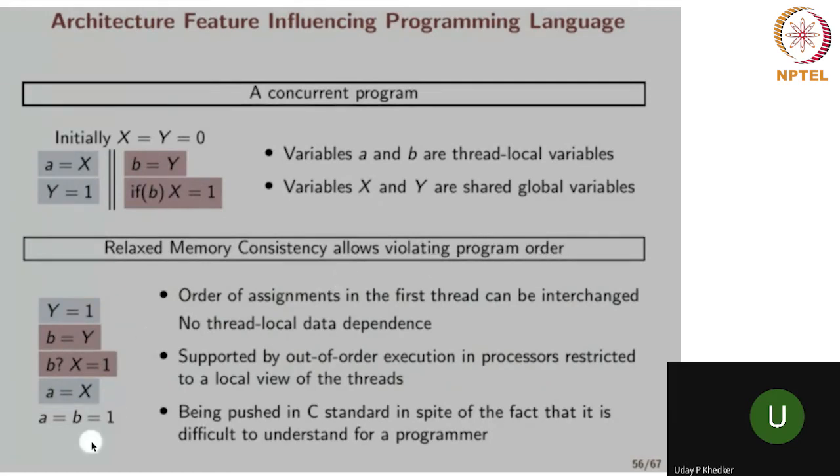What is program order? Program order is that a is equal to x must be executed before y is equal to 1. But this allows violating the program order. This says I will execute y equal to 1 before I execute a equal to x, and therefore you end up getting a result that is not possible under sequential consistency. Does that answer your question?